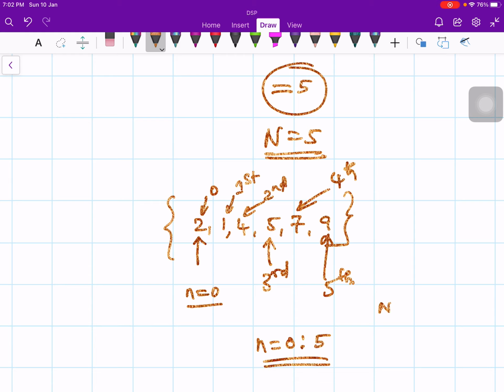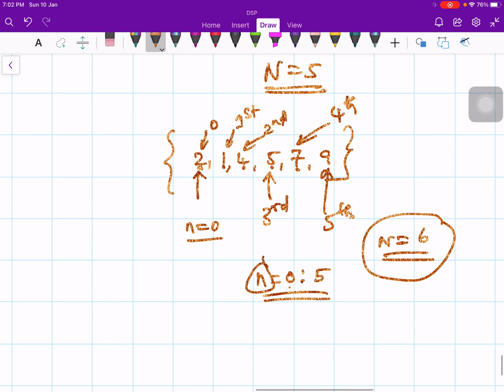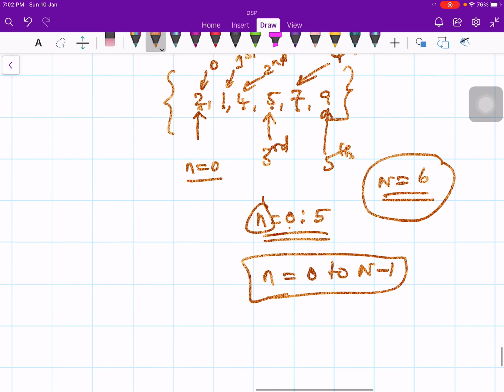But what about the capital N, the length of the sequence? It is 6: 1, 2, 3, 4, 5, 6. Even though the small n goes up to 5, the length of the sequence is 6. That is a total of 6. So I have to include 0 also, I have to count from 0 also. Therefore, n goes from 0 to capital N minus 1. So this is a general notation. Therefore the small n lies between 0 and capital N minus 1, because there is a sample at small n equals 0.